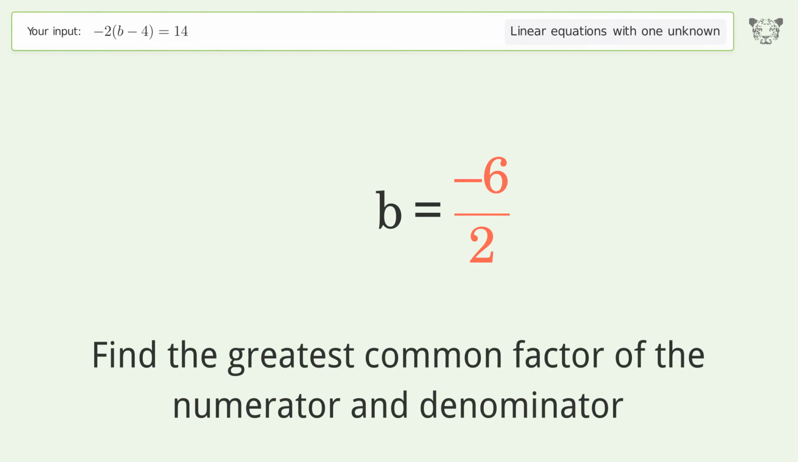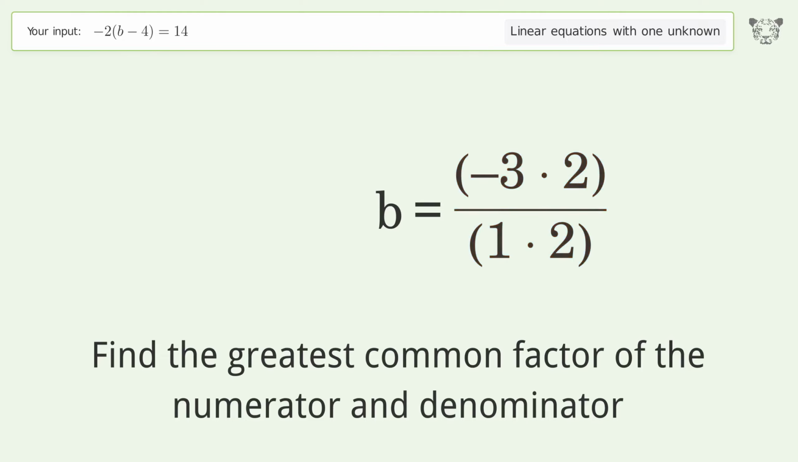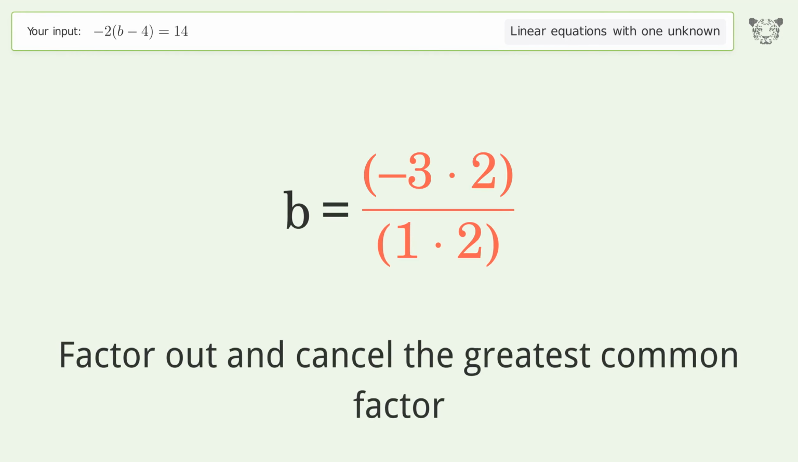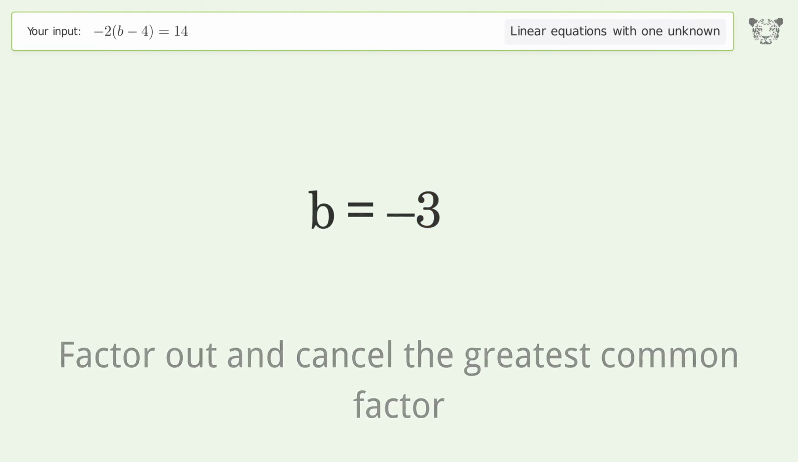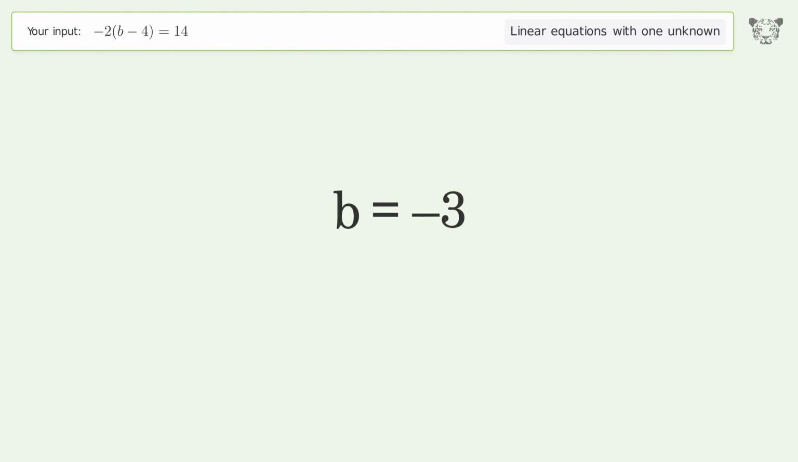Find the greatest common factor of the numerator and denominator. Factor out and cancel the greatest common factor. And so the final result is b equals -3.